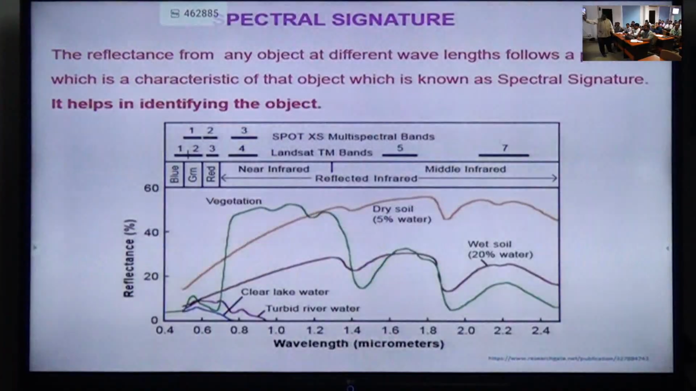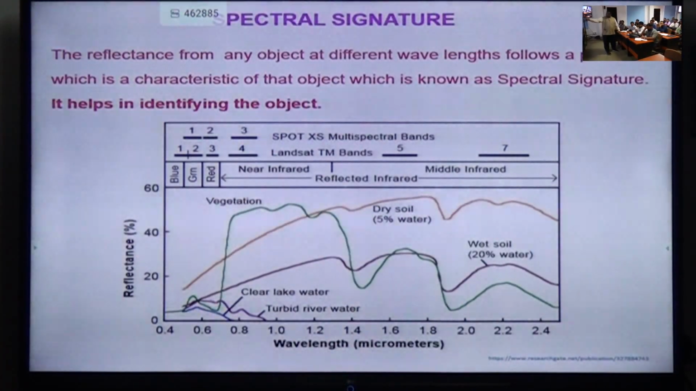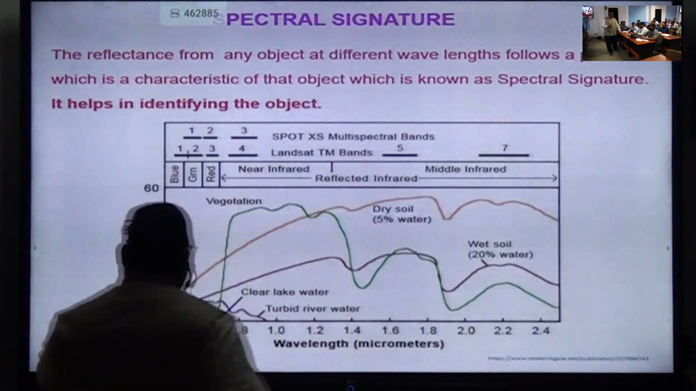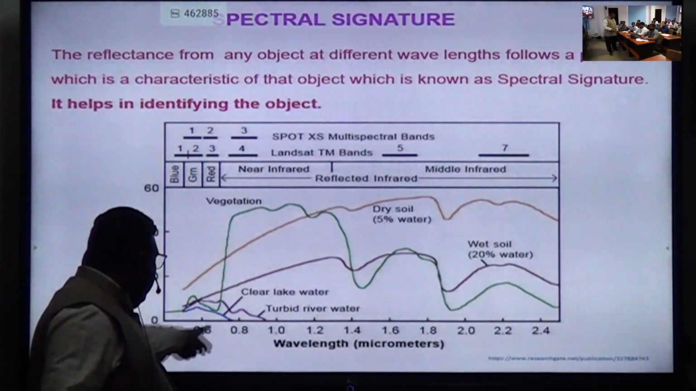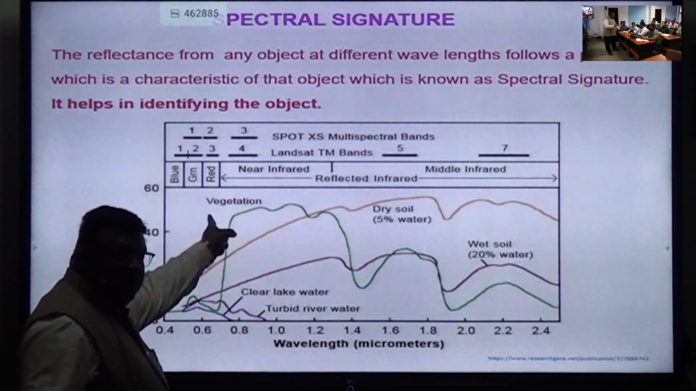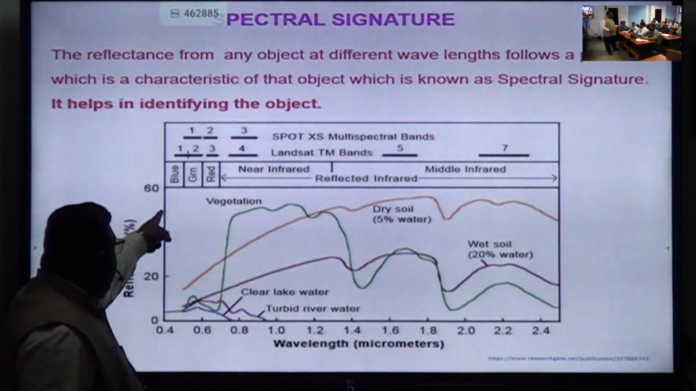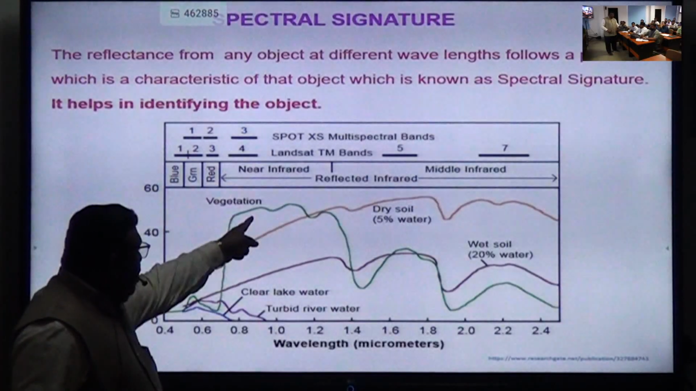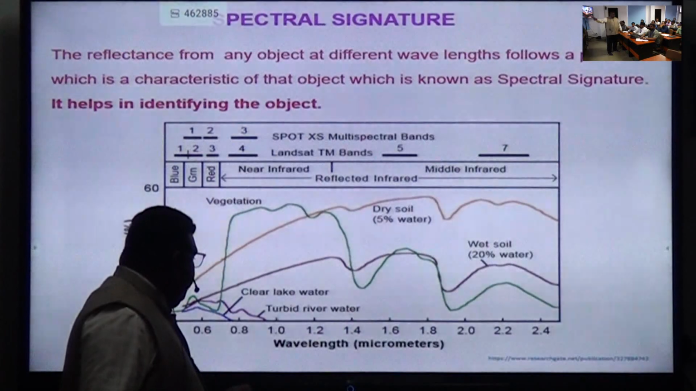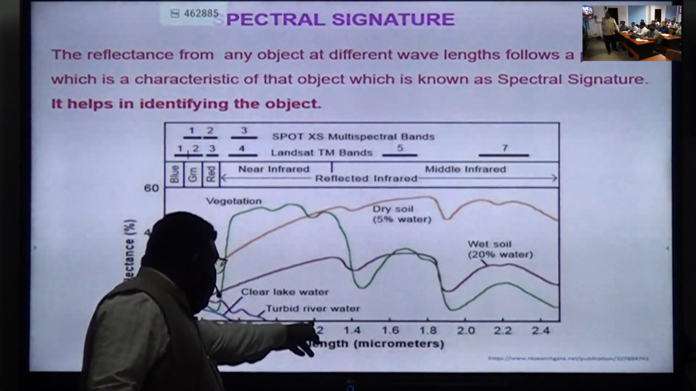But this is just a representation. This spectral signature is used for identifying the object. In yesterday's discussion, I showed the satellite images, how they will be. Nothing is mentioned, just some picture will be there. So you are going to identify the objects depending on these things. Okay, next.